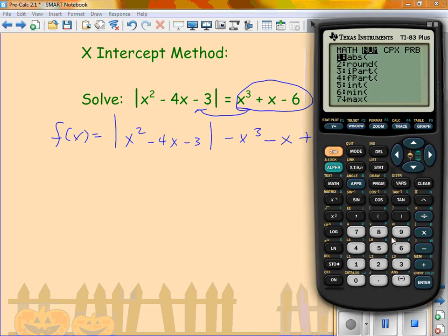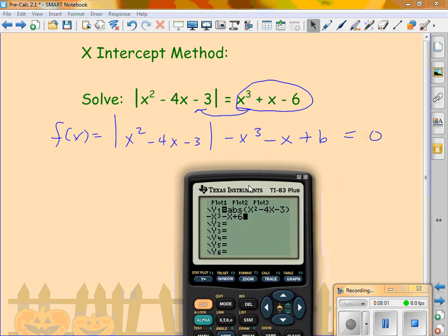Absolute value, so that's number 1. Now I just go, yeah, it's a long problem. Just think you're doing this in the calculator, not by hand. I type everything in the calculator. Once you have everything typed in, hit graph.